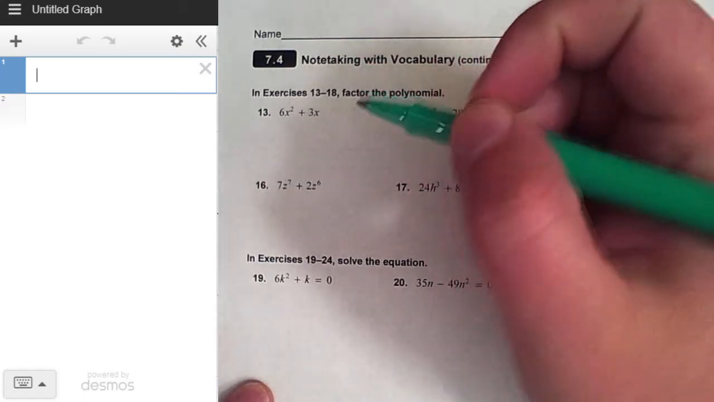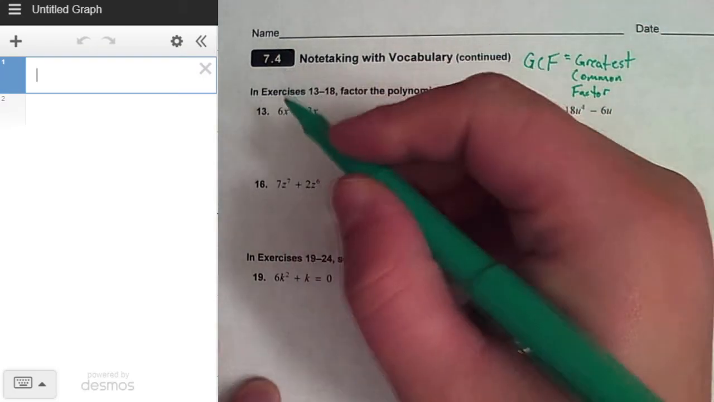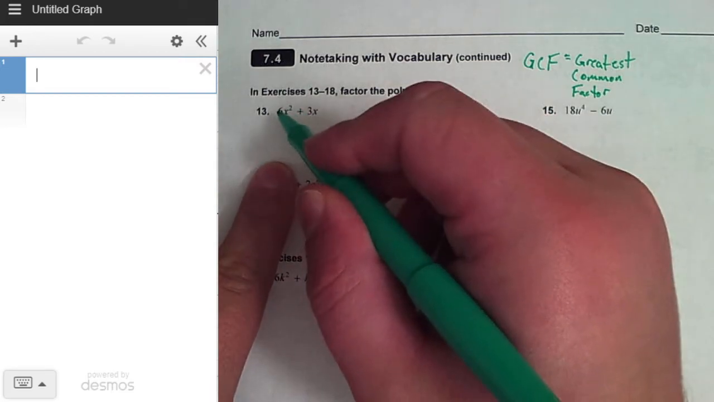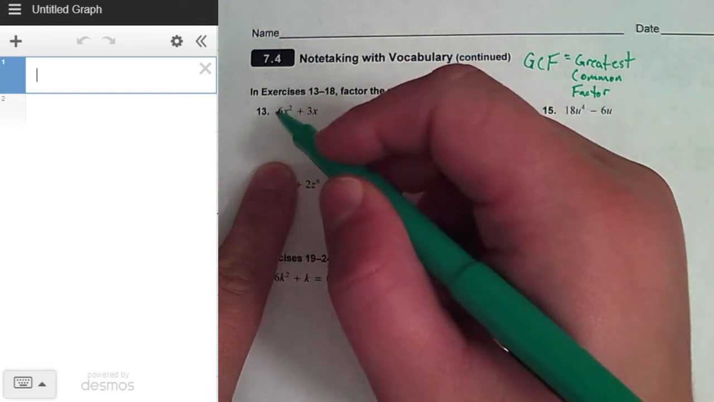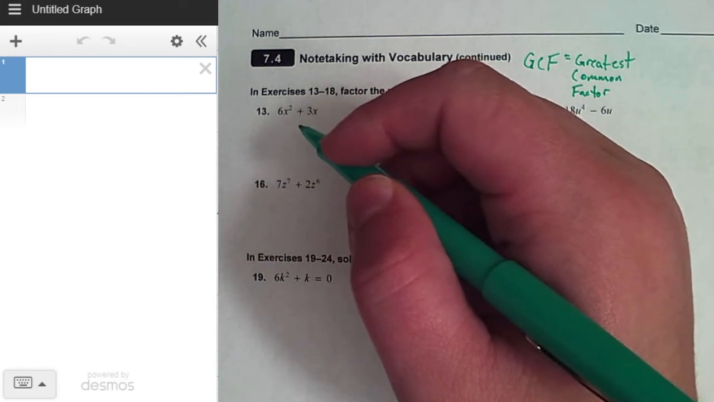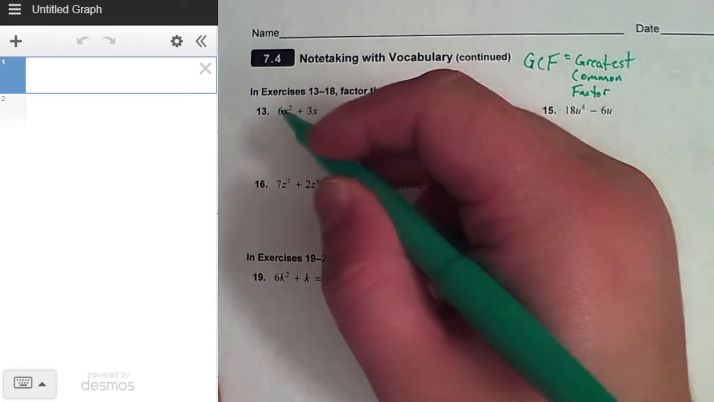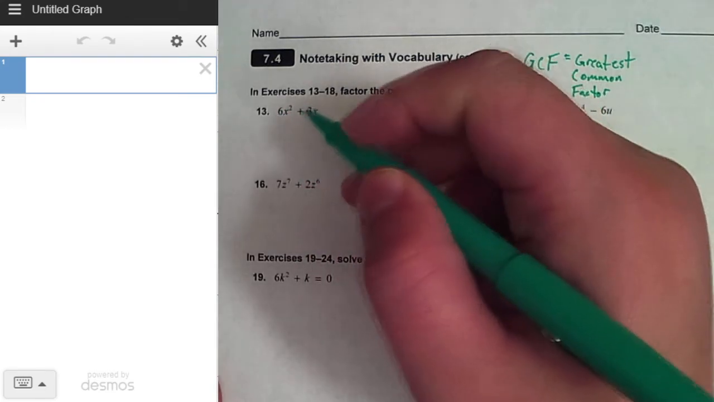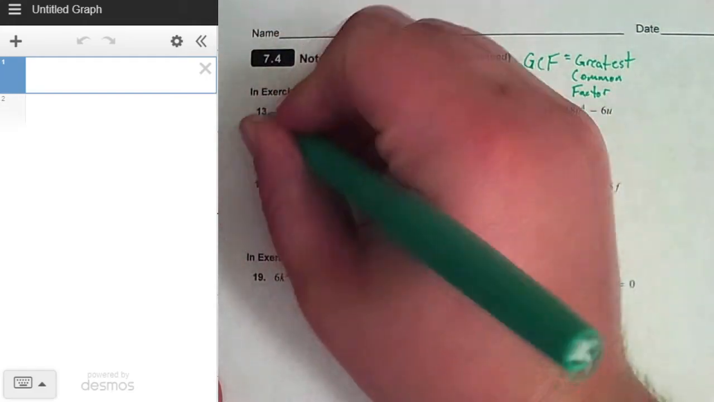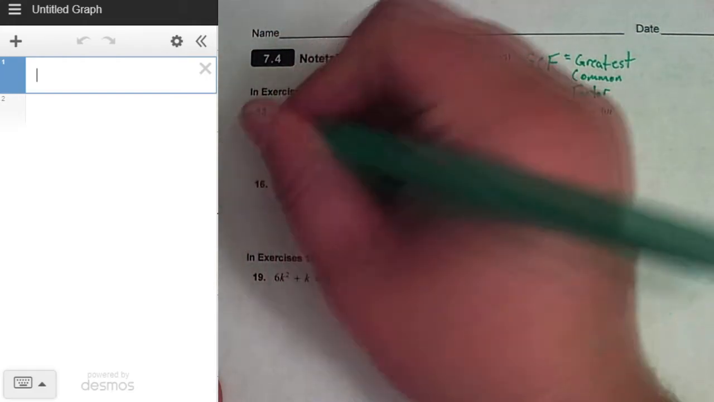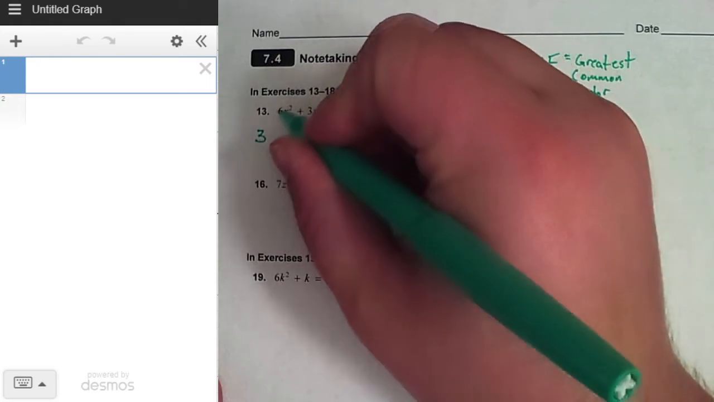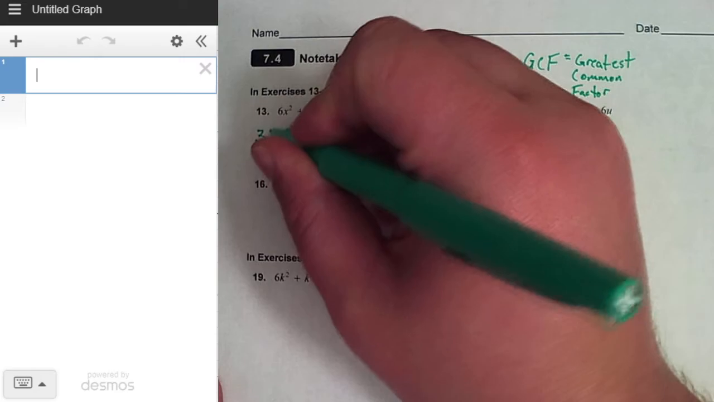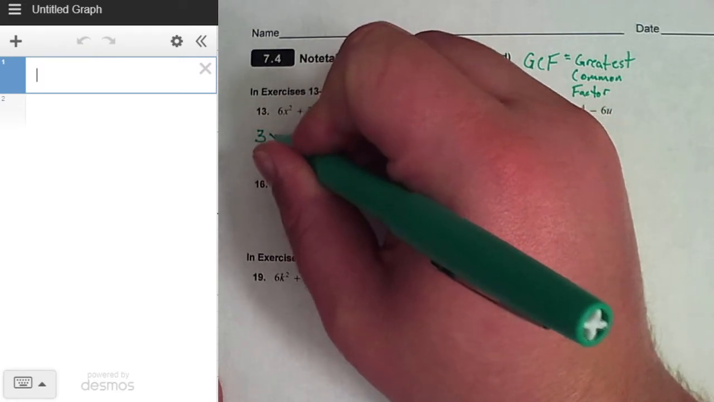So here in 13, we have 6x squared plus 3x. First we're going to be doing the biggest coefficient value, so just the numeral. So 6 is made up of 2 and 3, and 3 is 1 and 3. So they share a 3. And then we have an x squared and an x. So the most number of x's that can be factored out of both is x.